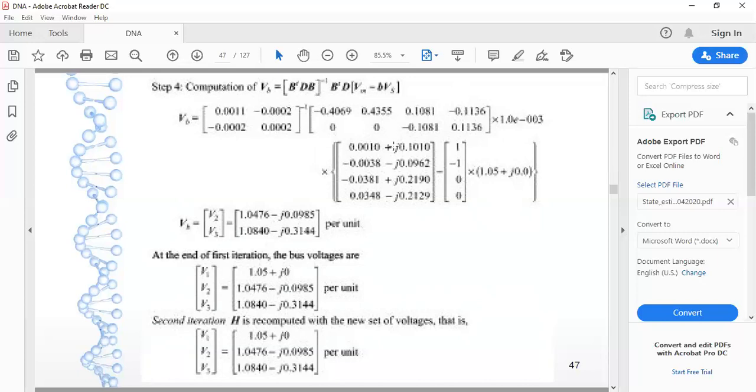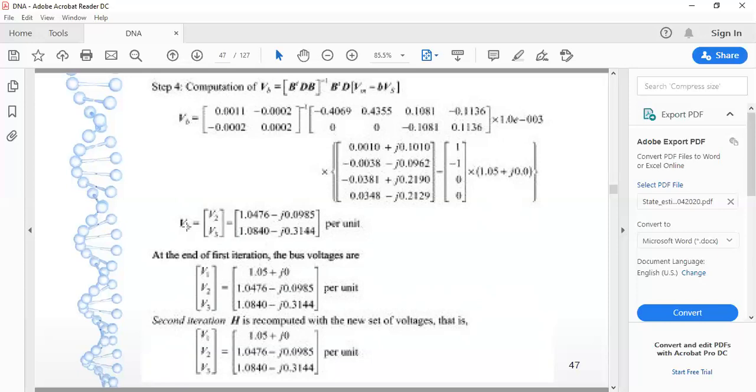Bm minus Vc will be determined by this. Now BD into B into Vs. What is B into Vs? This is my small b, and Vs is nothing but the slack bus voltage. As we have previously discussed, the slack bus voltage is 1.05 at the angle of 0. Hence, this is small b, and this is my slack bus voltage. If we calculate, then we will get the bus voltages for bus 2 and bus 3, because we have already assigned bus number 1 as the slack bus. So hence, V2 and V3 per unit values we have determined.